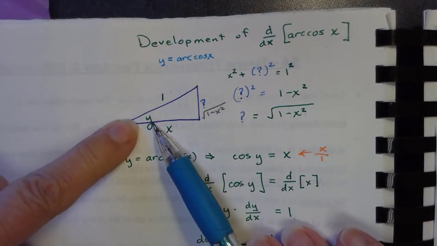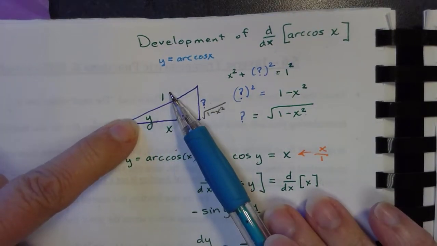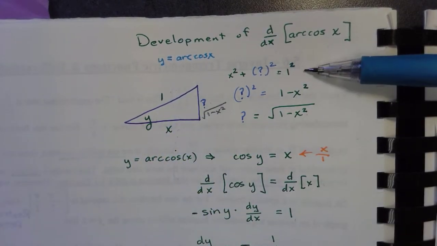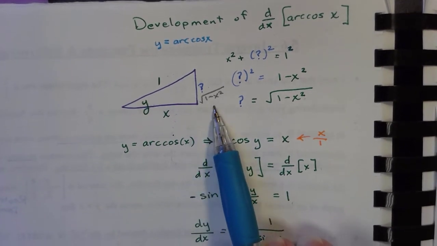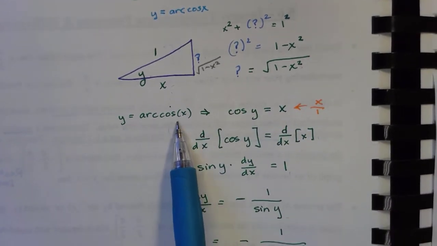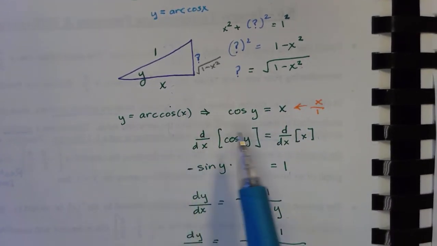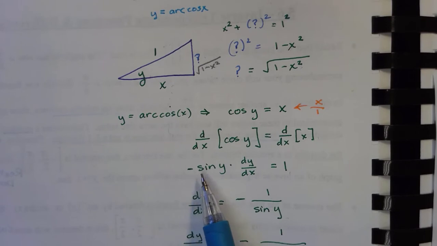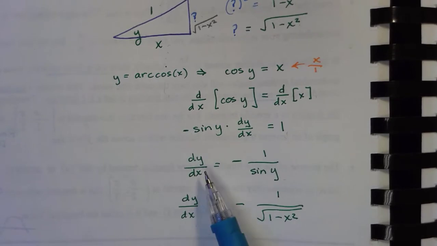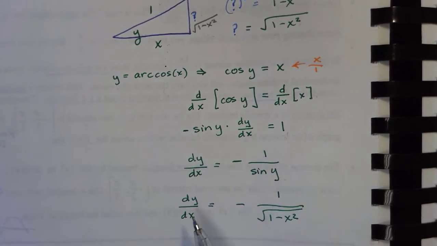So if the cosine of angle y is x, we know that that is adjacent over hypotenuse. So my adjacent needs to be x, my hypotenuse needs to be 1. Using the Pythagorean theorem gives us that this side is the square root of 1 minus x squared. So if y is the angle whose cosine is x, then we can write that as the cosine of y is x. The derivative of cosine is negative sine of y times the derivative of y, equals the derivative of x, which is 1. dy/dx is negative 1 over sine of y. So dy/dx is the negative of 1 over the square root of 1 minus x squared.